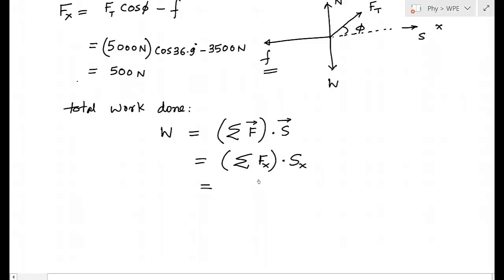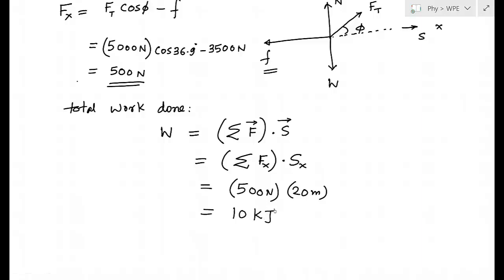So we can multiply all these. Now I know the summation of all the forces is 500 Newton in the x direction, and the displacement is 20 meter. So if you calculate this, this will come to 10 kilojoule. And this value is the same as the previous value. So using method 1, we calculated the total amount of work, that is 10 kilojoule. Using method 2, we also calculated the total amount of work done is again 10 kilojoule.